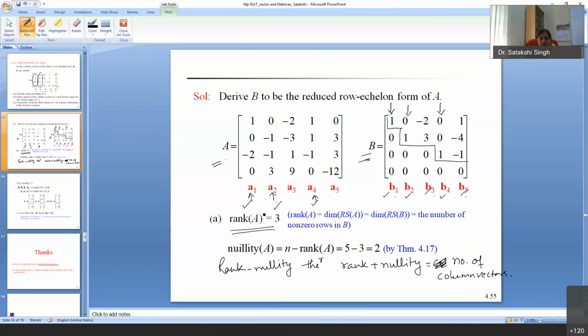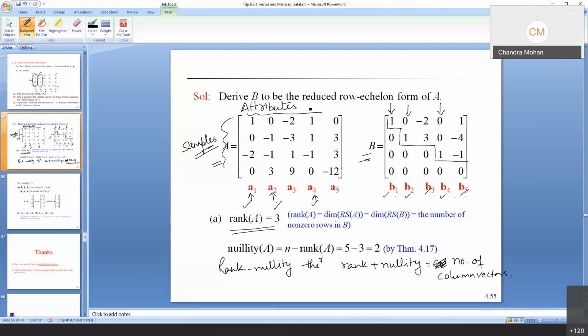In data science, you represent the data in matrix form, and in the rows we have the samples, and on the column side, we have the attributes. So all the columns represent the attributes, and all the rows represent the samples. So in case of the attributes, if you want to find out which of the attributes may be some combination of the other attributes, they may not be useful for us. So for finding those non-useful attributes, we will make use of the nullity here by first finding the rank and then by using the rank plus nullity theorem.